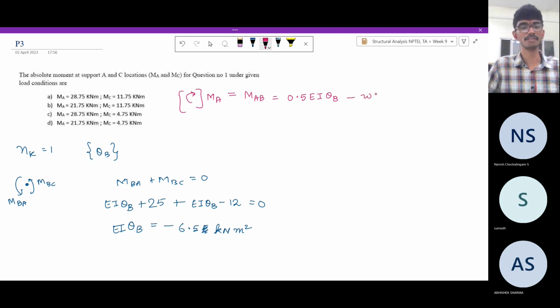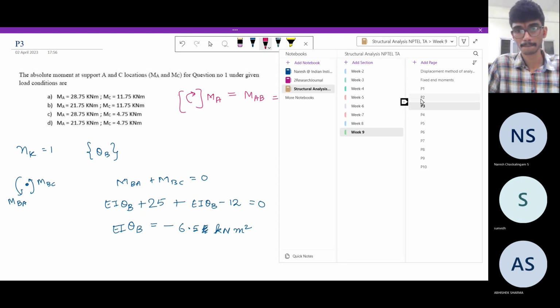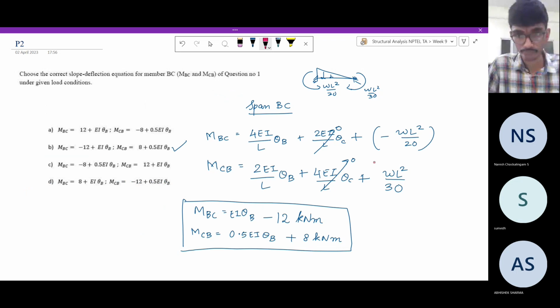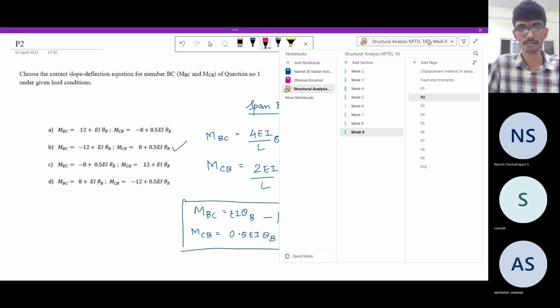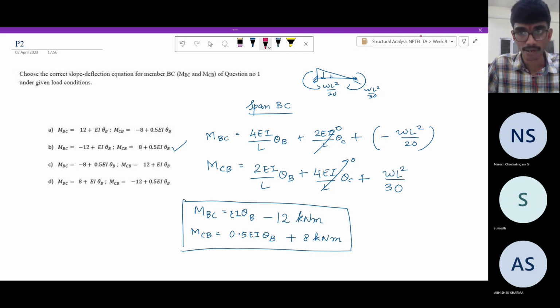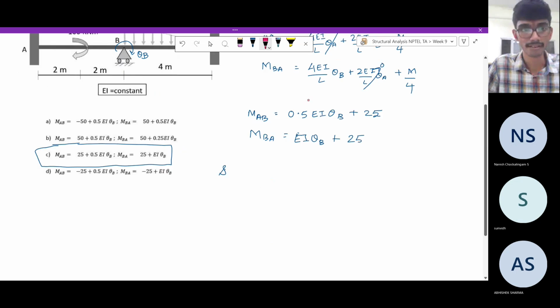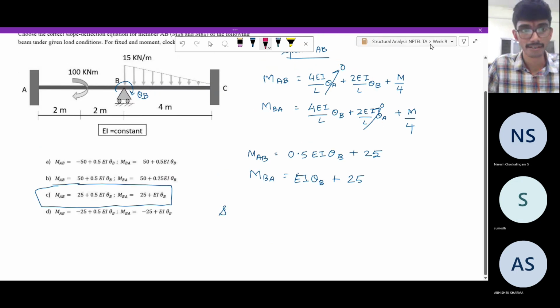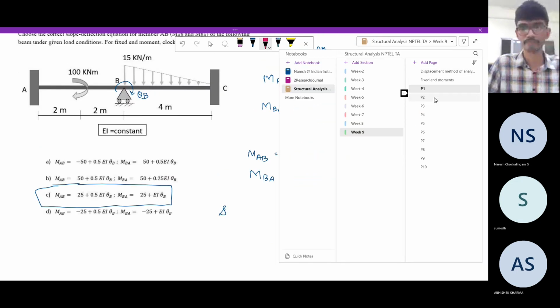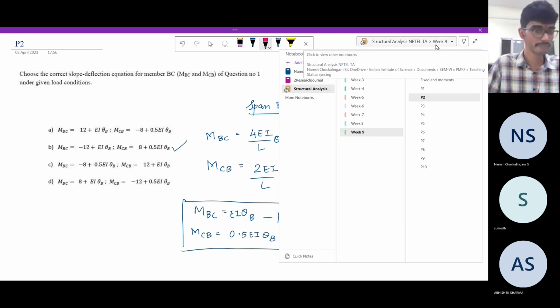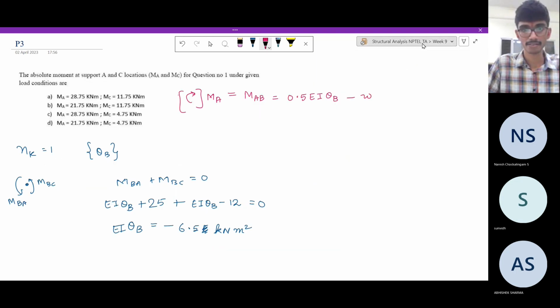So how much is that? Minus WL square by 20. Minus 12. Oh, sorry, wait. It is in problem 1, right? So here it's a moment, so it is plus 25. It's nothing but plus 25.